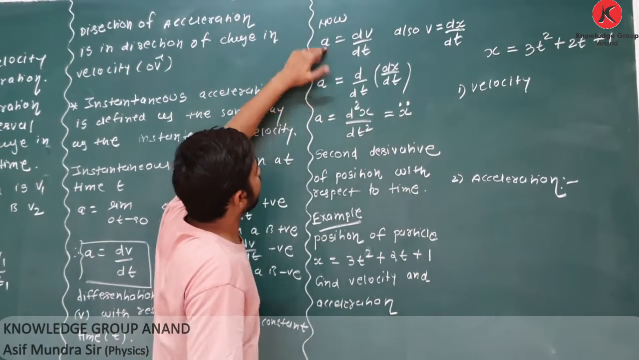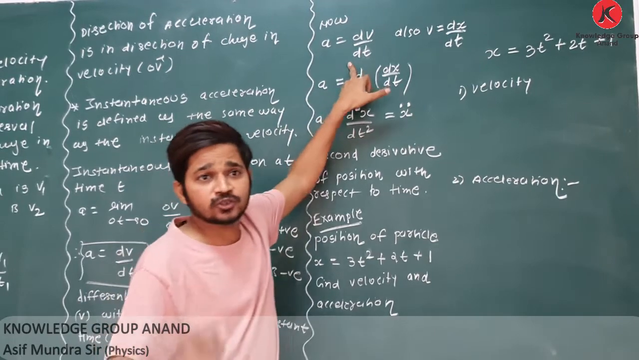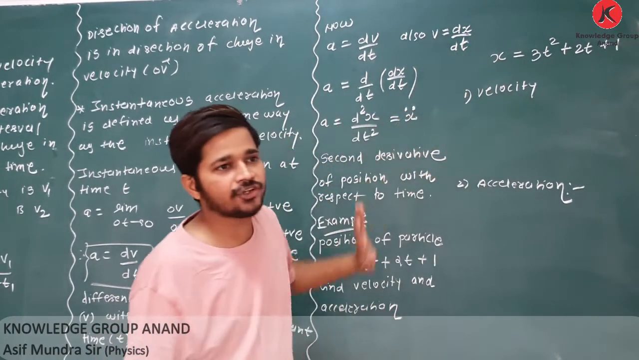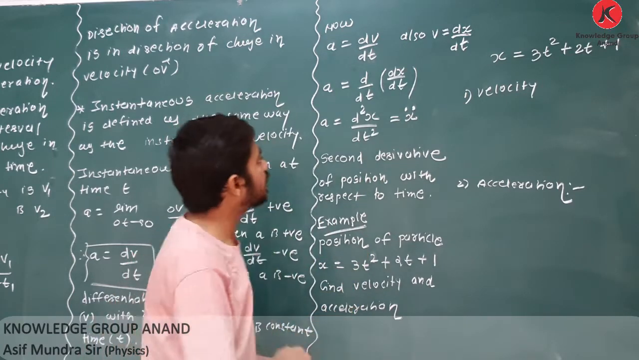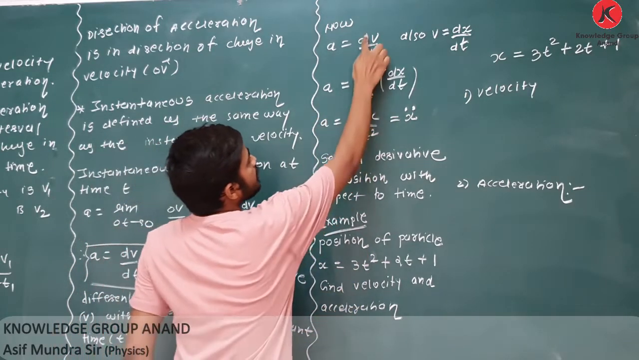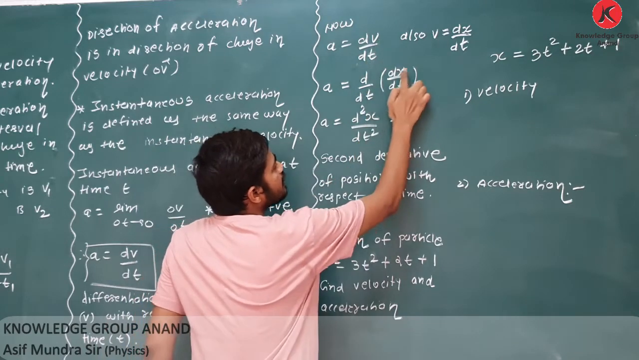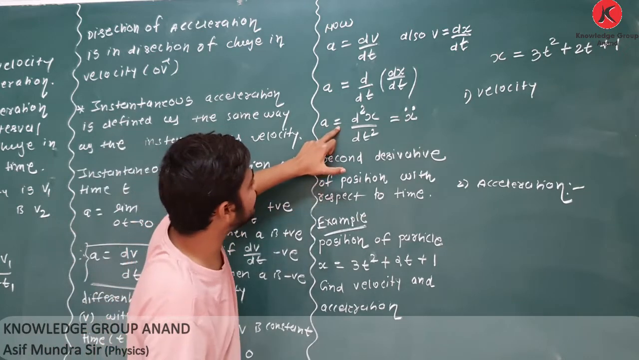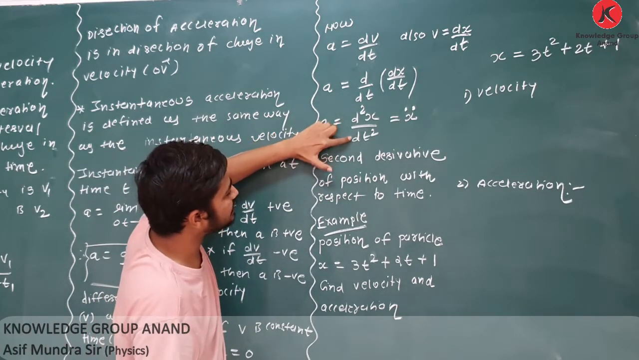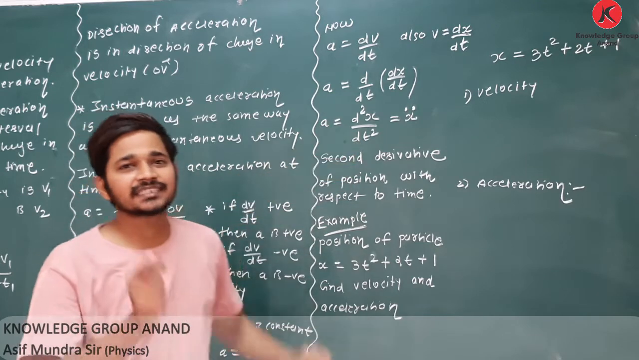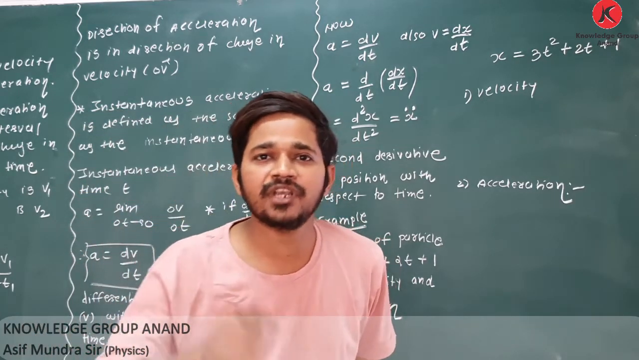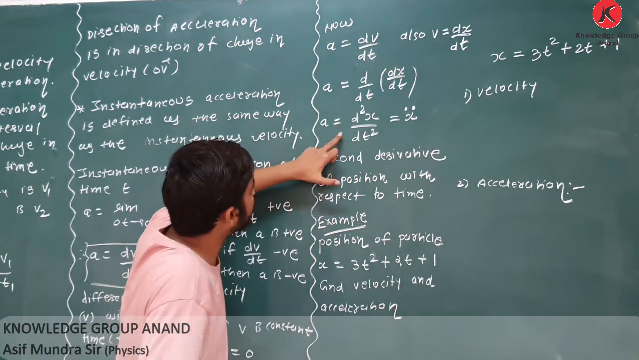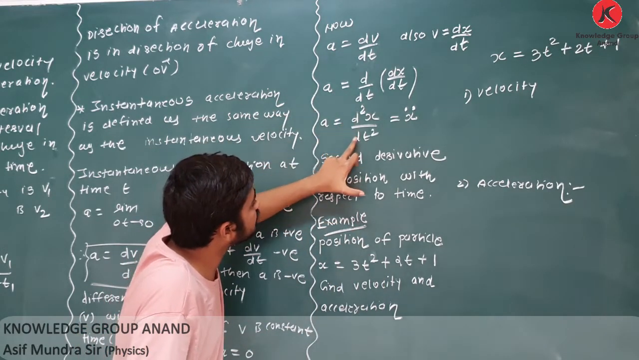Okay, acceleration is dv upon dt, but we also know that v, that is velocity, is equal to dx upon dt. So now how to write? See, a is equal to d upon dt of v. What is the value of v? dx upon dt. And it becomes a is equal to d square x upon dt square. Second order derivative. How can you say it is second order derivative? Because it is d square x upon dt square.